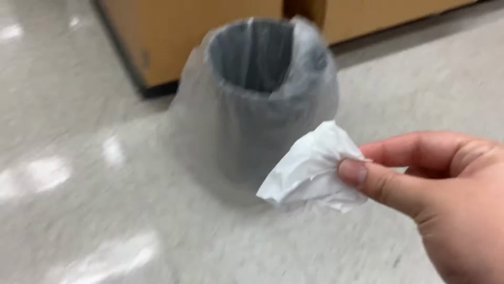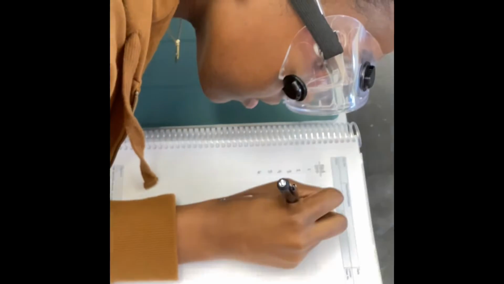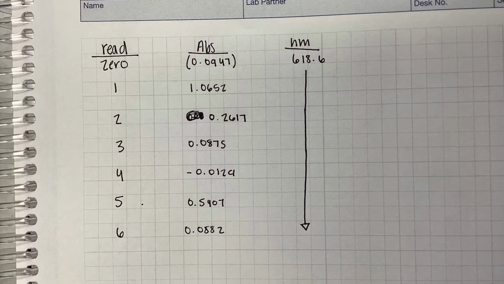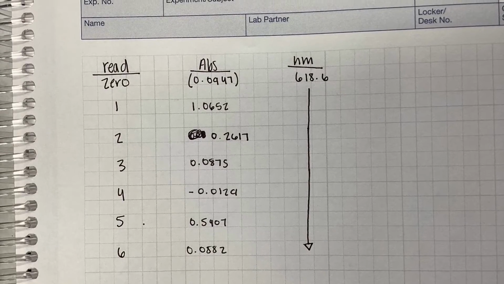Make sure to always clean up and keep your area nice and clean, and record everything. These were all of our absorbance values, and the relationship between concentration and absorbance is linear.